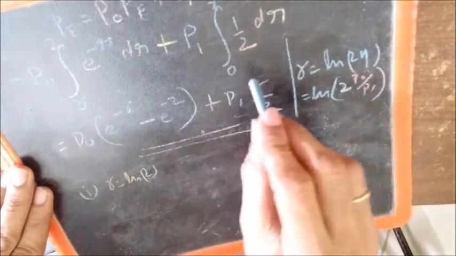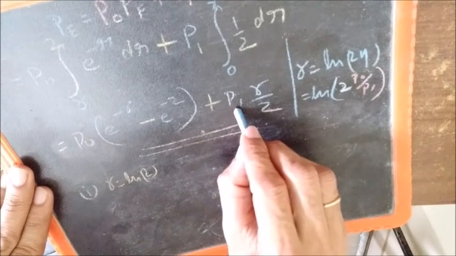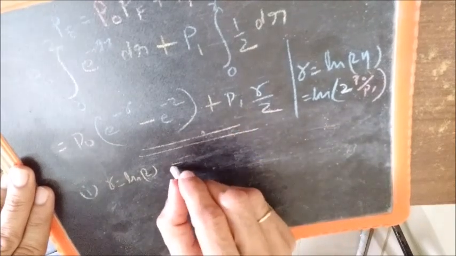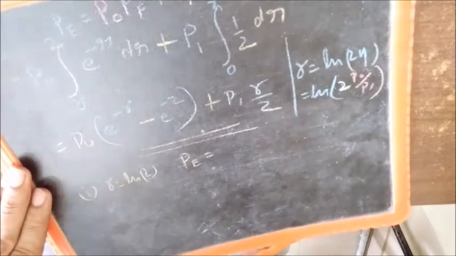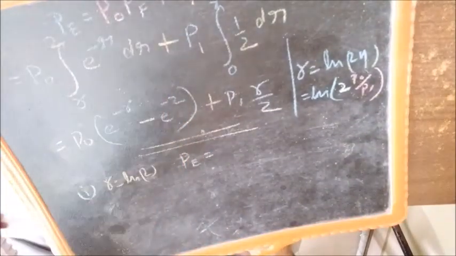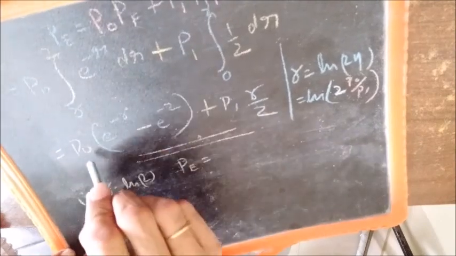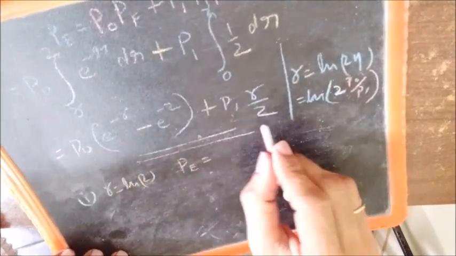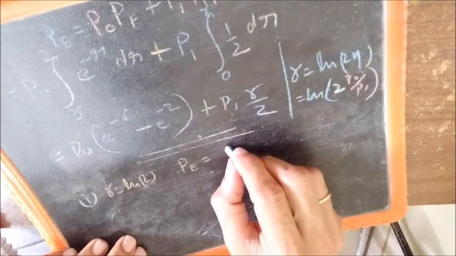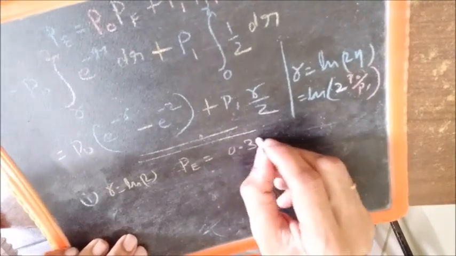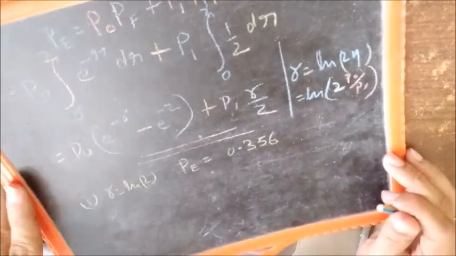When you substitute gamma as ln 2, P0 as 1 by 2 and P1 as 1 by 2 into the probability of error expression, you will get the answer to be around 0.356. This is the minimum probability of error.